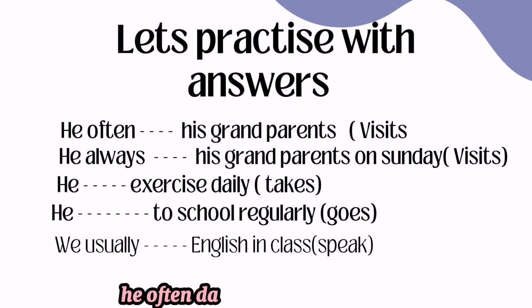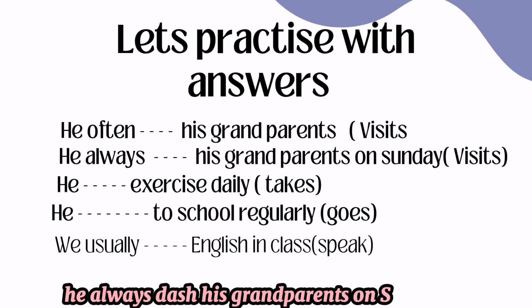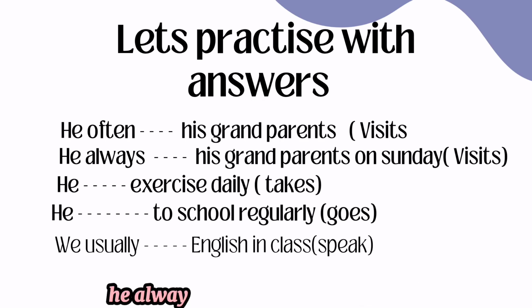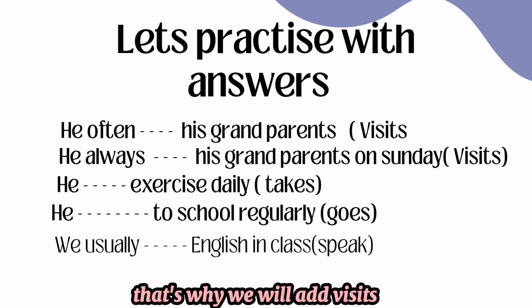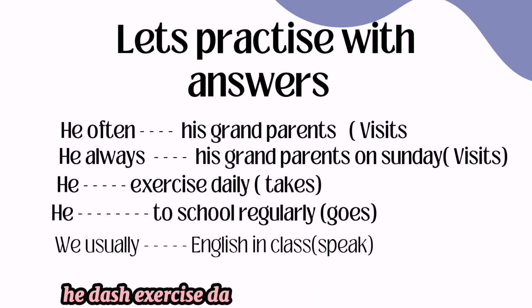He often dash his grandparents. He often visits his grandparents. Visits. We add S because he is third person pronoun and we use S with the verb. He always dash his grandparents on Sunday. He always. Always is a signal word. That's why we will put visits. He dash exercise daily. He takes exercise daily. He dash to school regularly. He goes to school regularly.